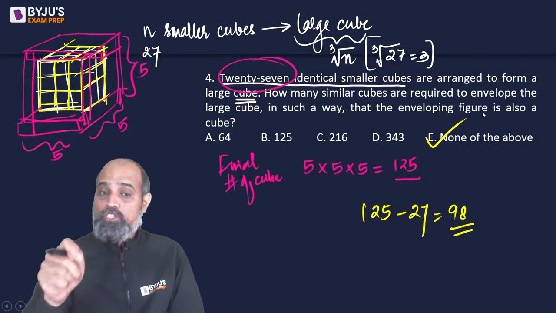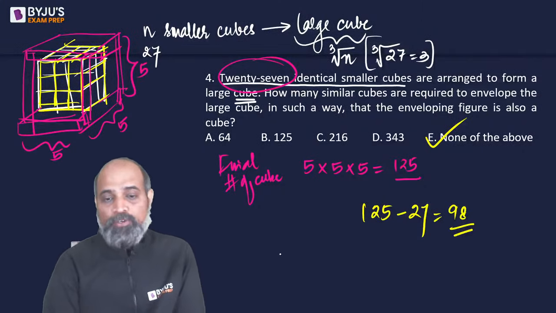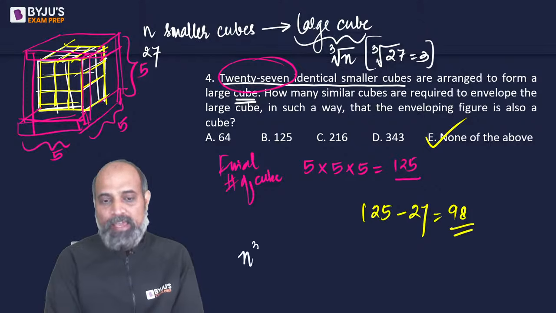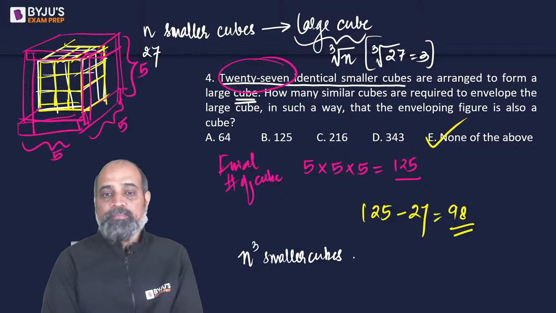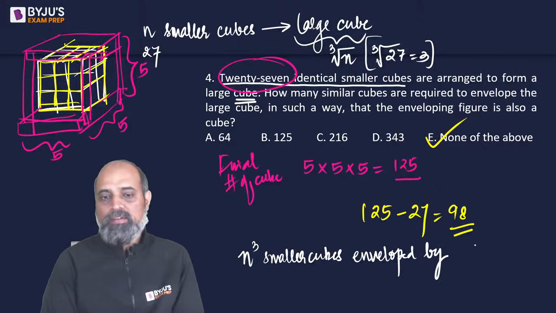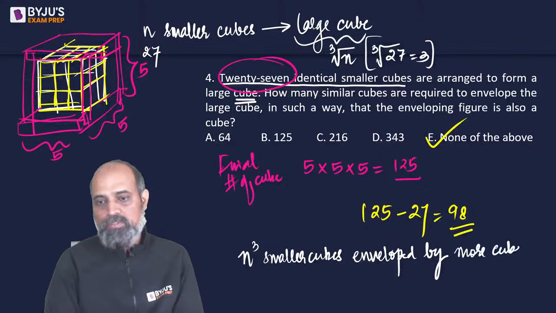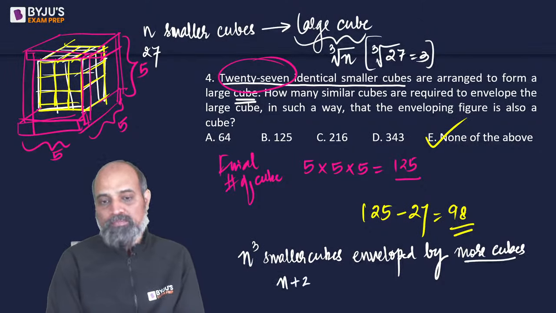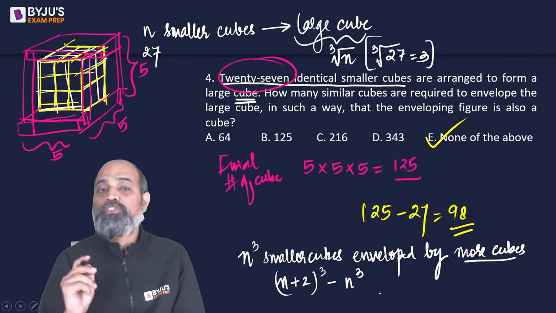Okay. So if you want to remember this in a formula, if you have n smaller cubes that should be enveloped by more cubes, then the number of more cubes is going to be (n plus 2) whole cube minus n cube. This is the total number of cubes required.